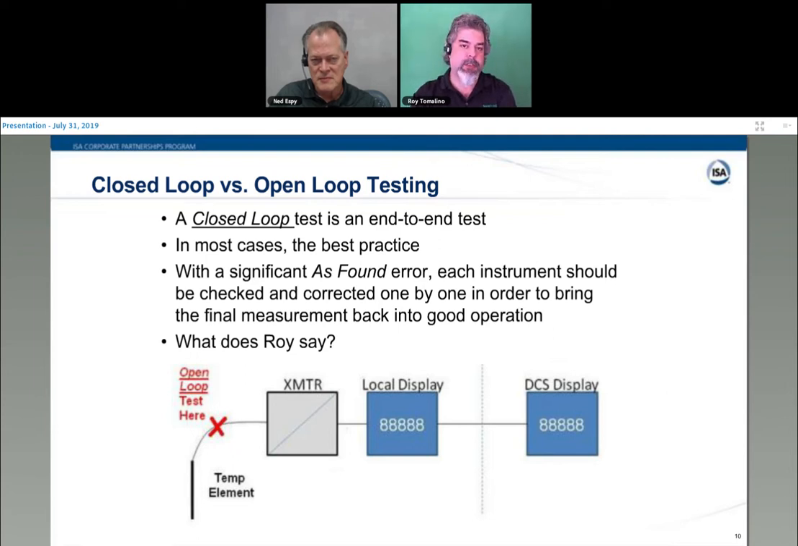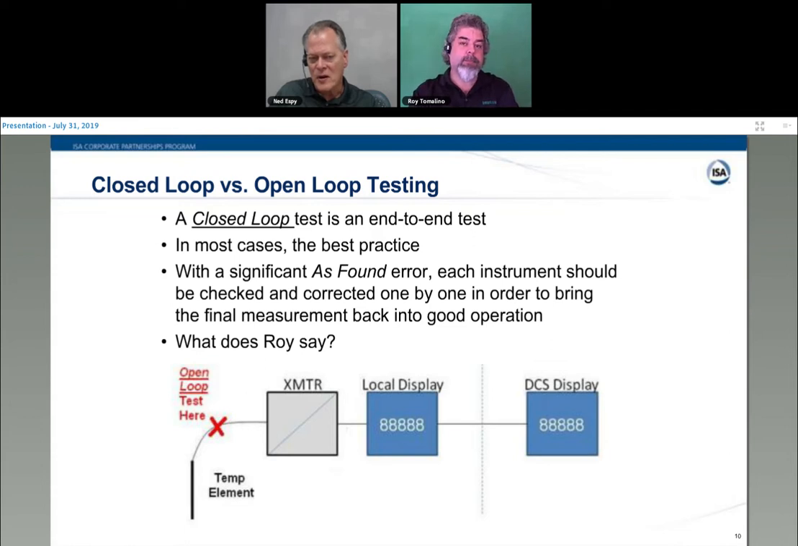Can you do a 1-point check at least with your existing temperature probe? But we're opening up the loop at that point, and we're testing the transmitter. And in the example given just a little bit, we'll test the transmitter and the 4 to 20 all the way out to the local display or the DCS display. So that'll be our temperature loop that's coming up soon.